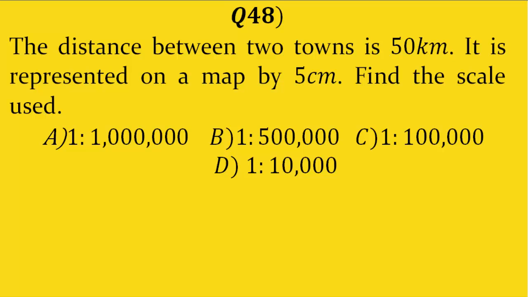Here I have question 48, and it says the distance between two towns is 50 kilometers. It is represented on a map by 5 centimeters. So they're saying the 50 kilometers in real life is represented on a map, so like on paper, by 5 centimeters. They're now telling you to find the scale used. What was the scale used to transform 50 kilometers to 5 centimeters?